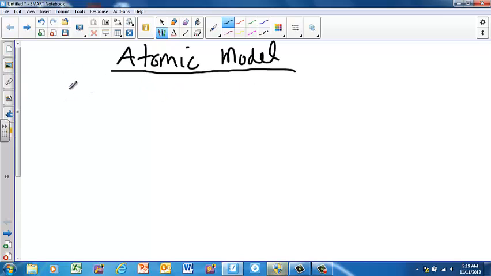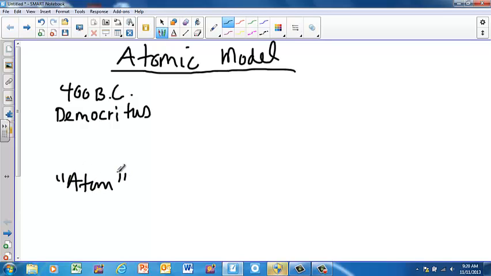Okay, the first time we heard the term atom was around 400 BC. That was Democritus. We learned this back in Unit 3, and he said atom. He didn't really know what that meant, but he thought it meant a particle that you eventually could not split up. So we're just going to draw a little dot, and that's going to represent Democritus's atom.